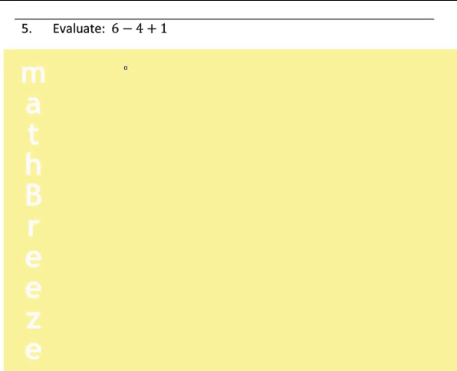Here we have an expression with a subtraction and an addition, and we're going to do this left to right. According to order of operations, if we have many additions and subtractions, we do them left to right. Okay, so let's do that. First we do 6 minus 4, which is 2, and then the plus 1.